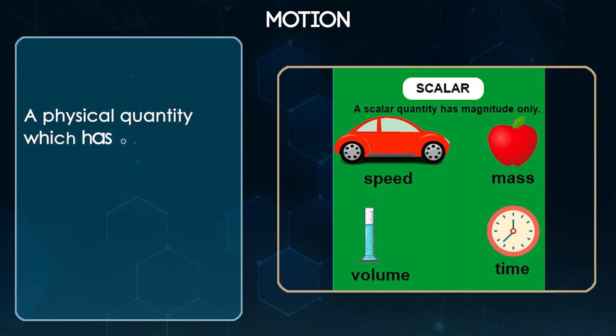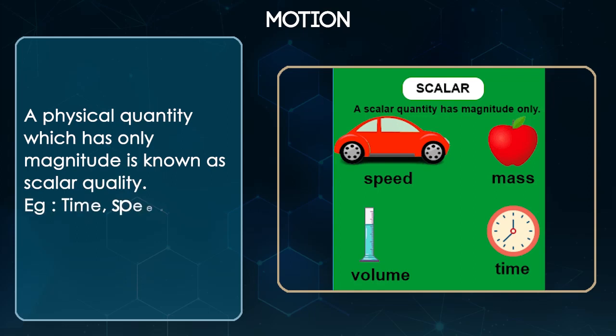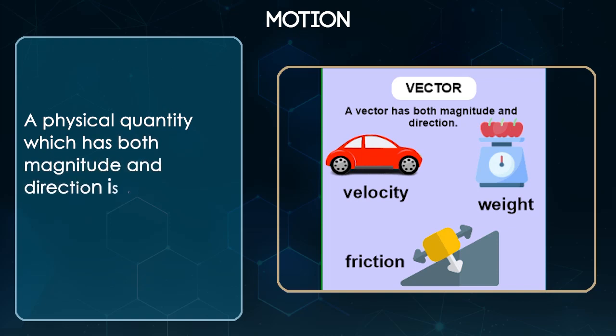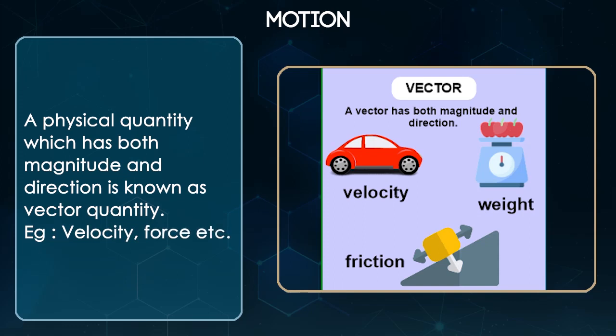A physical quantity which has only magnitude is known as scalar quantity. Example: time, speed, mass, etc. A physical quantity which has both magnitude and direction is known as vector quantity. Example: velocity, force, etc.